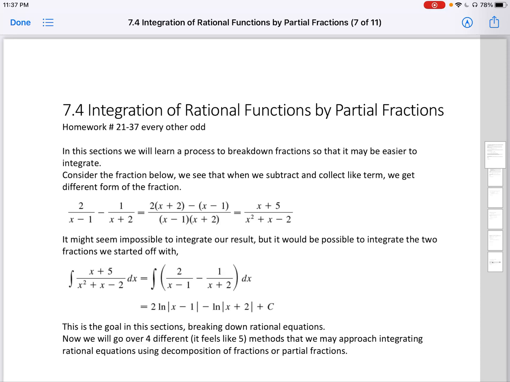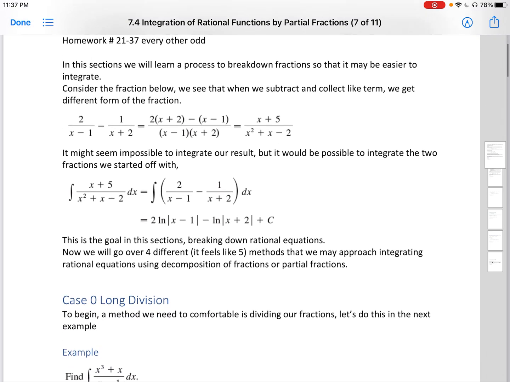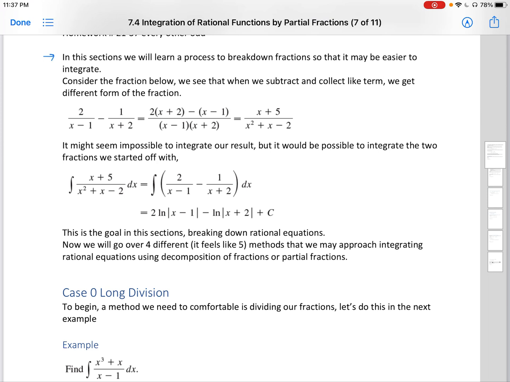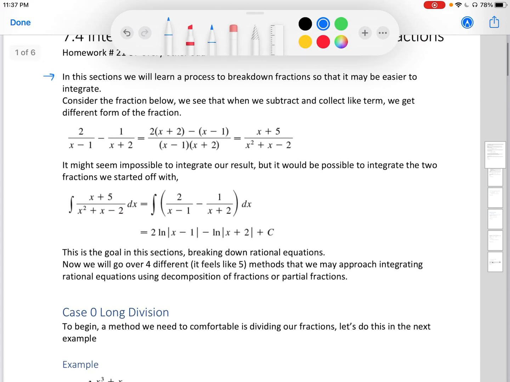Section 7.4, Integration of Rational Functions by Partial Fractions. In this section, we will learn a process to break down a fraction so that it may be easier to integrate. Consider the fraction below.